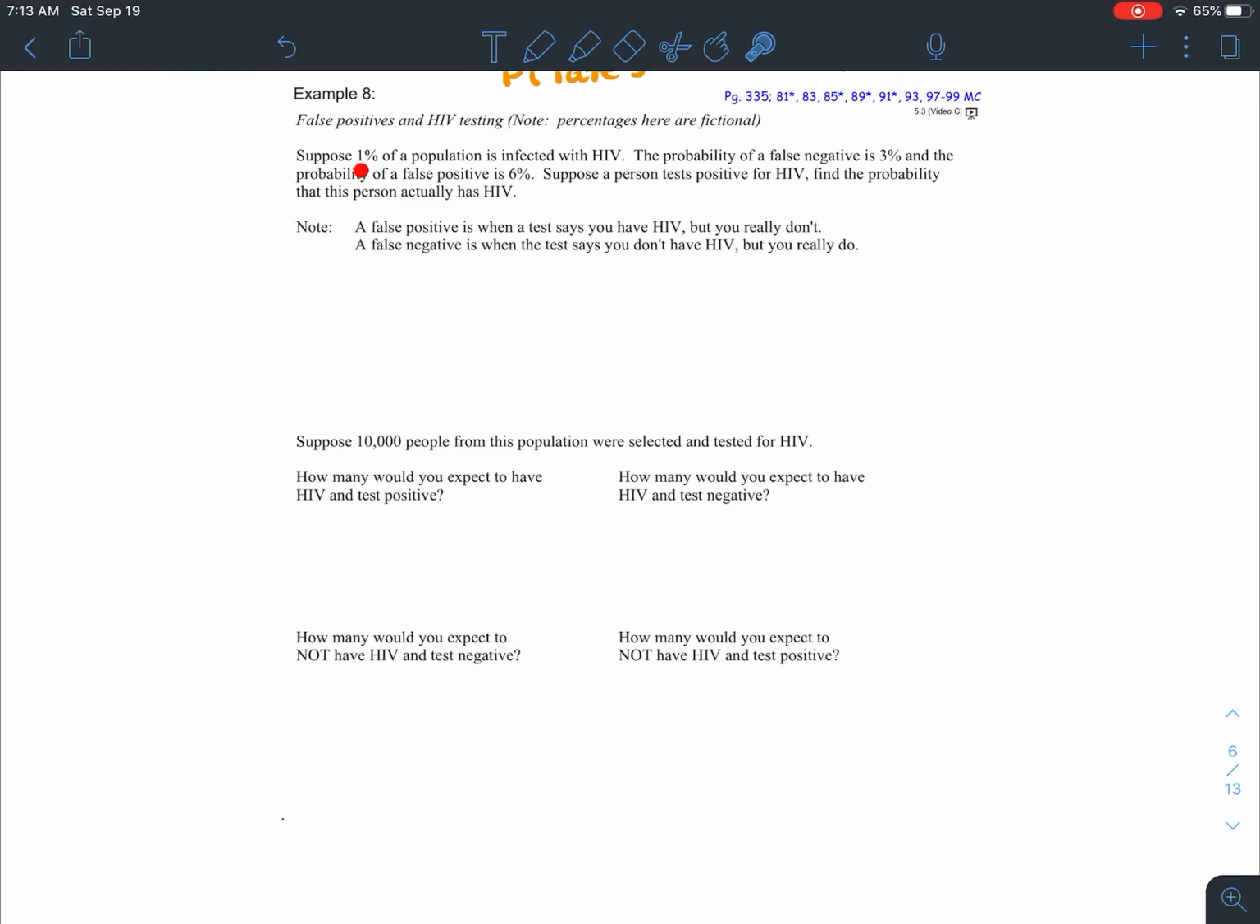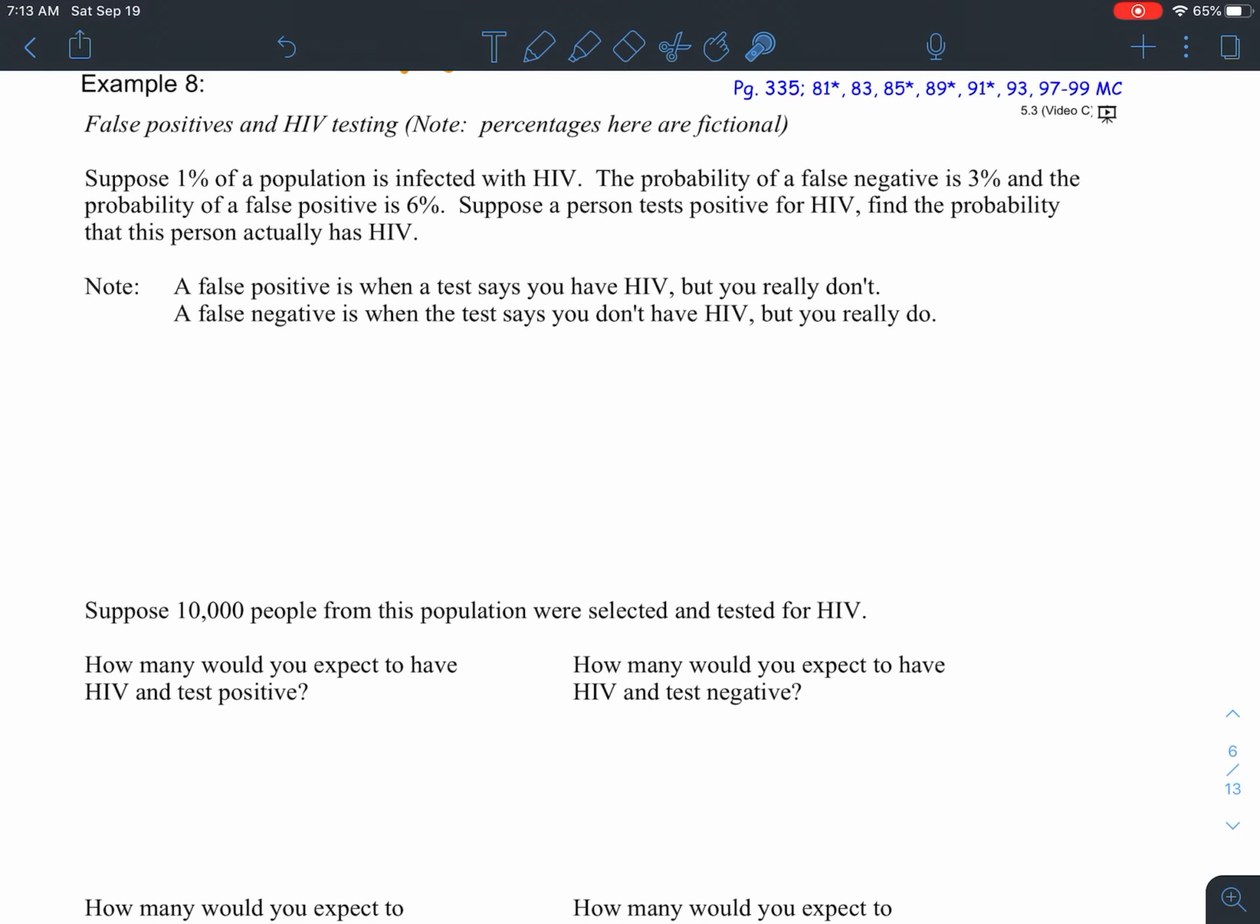This says that false positives and HIV testing, it should be noted that the percentages given in this problem are completely fictional, but let's say that suppose 1% of a population is infected with HIV. The probability of a false negative is 3%, and the probability of a false positive is 6%. Suppose that a person who tests positive for HIV, we're supposed to find the probability that this person actually has HIV.